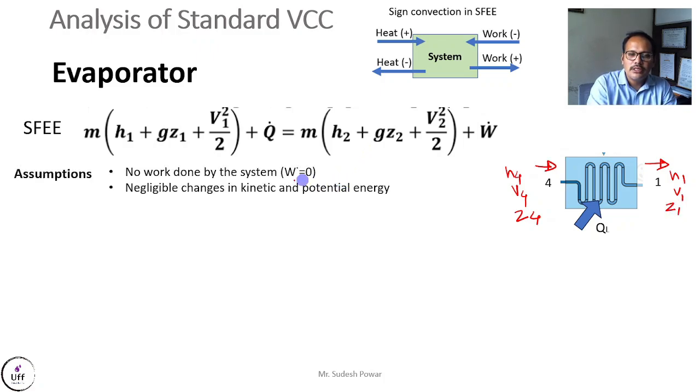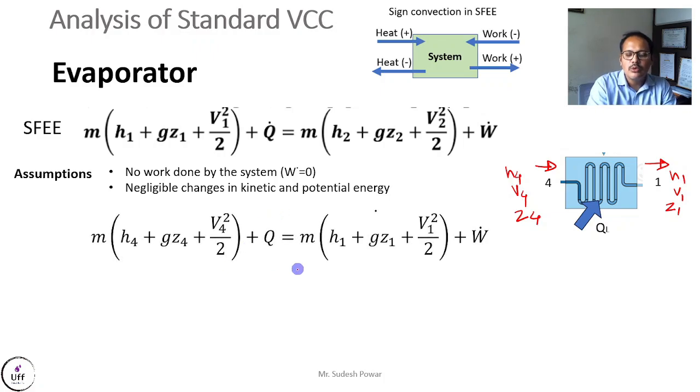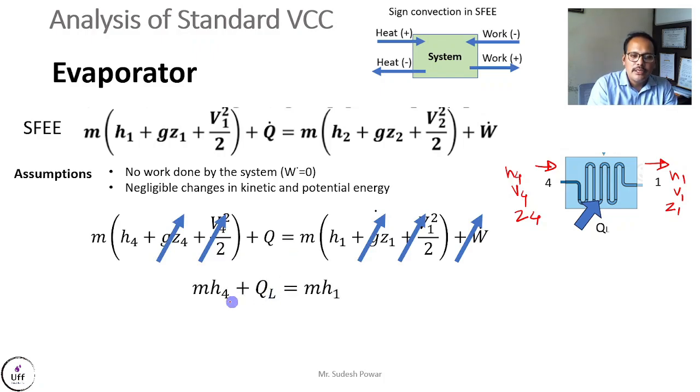Assumptions in the evaporator are no work done by the system, and second is negligible change in kinetic and potential energy. If I apply steady flow energy equation to the evaporator, then it will look like this. Then as per the assumptions, I will cancel out the terms, so work done will not be there. Potential energy and kinetic energy is negligible. Then ultimately I am getting mH4 plus QL.